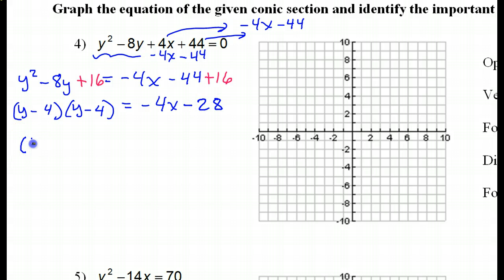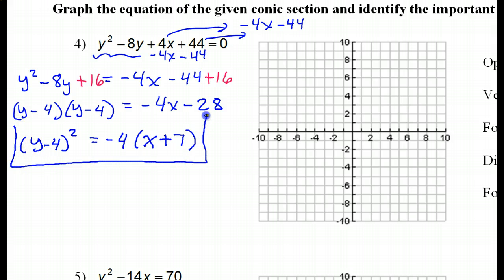So now we can go ahead and write this as y minus 4 quantity squared equals, now negative 4 is going to be the GCF here, and that's going to leave behind x plus 7. Okay, negative 4 times positive 7 would be negative 28, so plus 7. Okay, so this is our standard form. So now we are ready to answer all the questions.